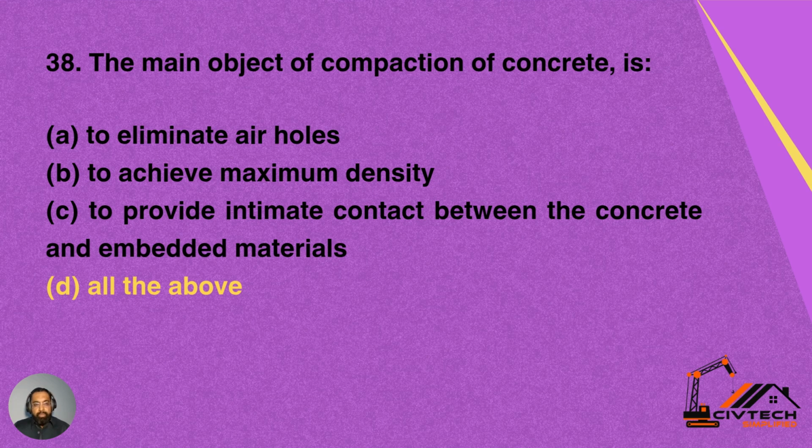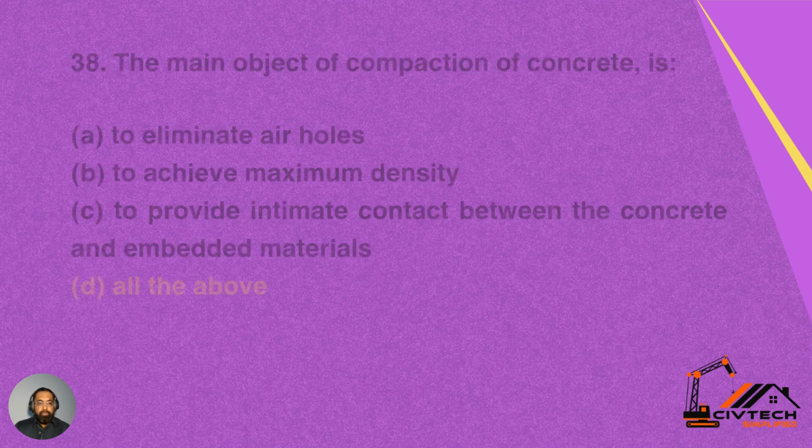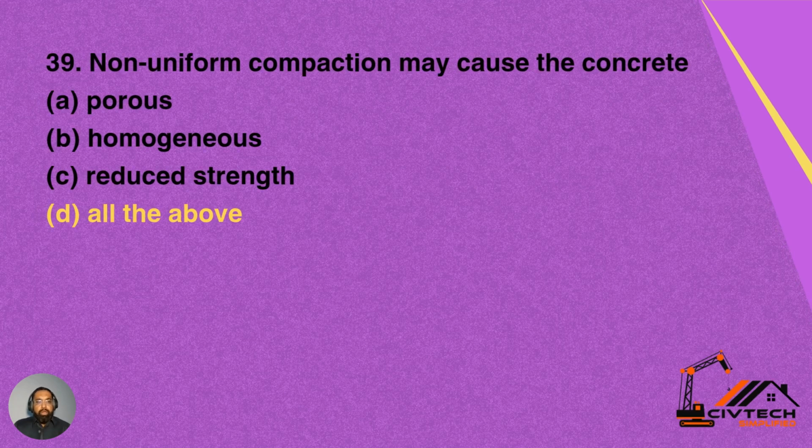It eliminates the air holes from the concrete. It achieves maximum density, and it creates contact between concrete and embedded material. So option D, which is all of the above, is the correct answer for this question.